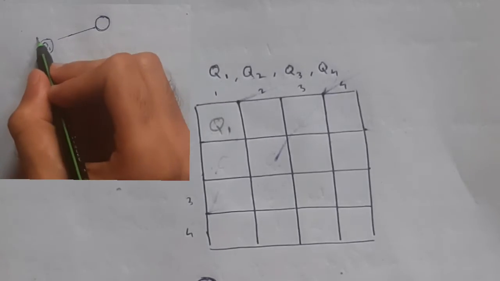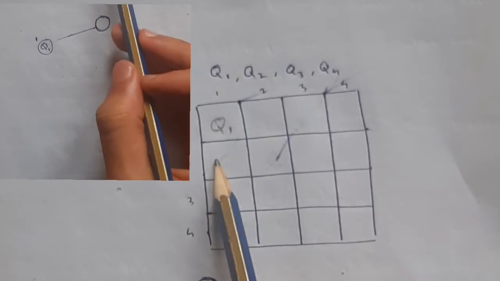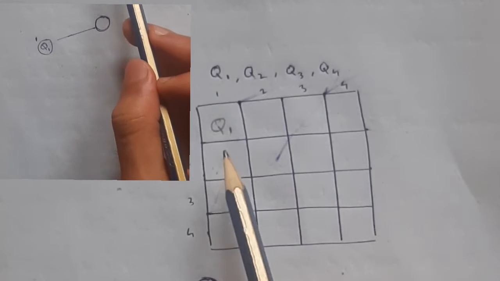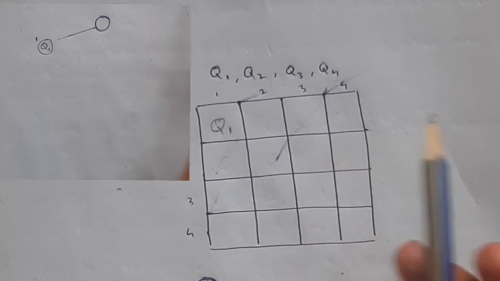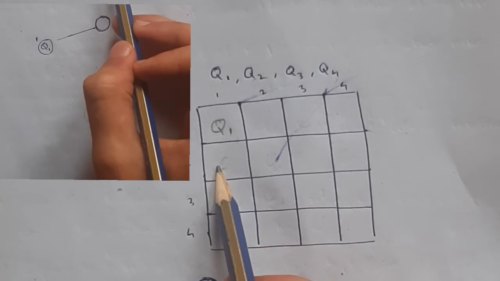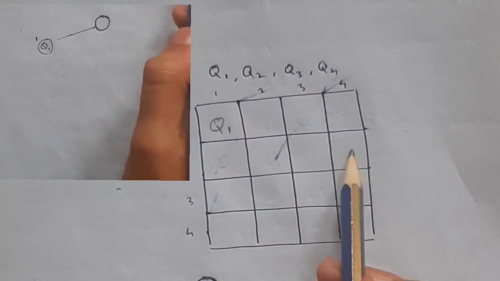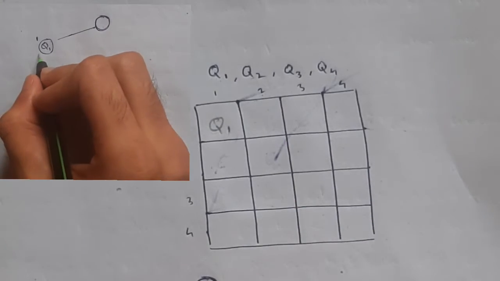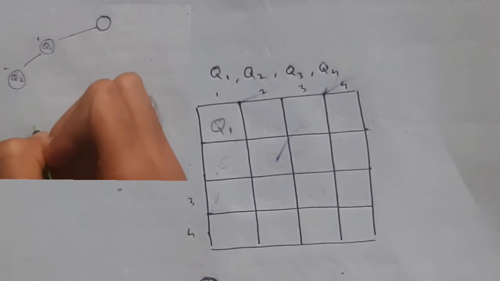Then after placing q1, I can place q2 in the second row, anywhere because I can't place it in the same row. So I have to place it either here, here, here, or here. Four possibilities are there, but here I can't place it, because it's the same row. So I'll avoid that. I can place it here, in an empty column and empty row. I'll place q2 in the second column.